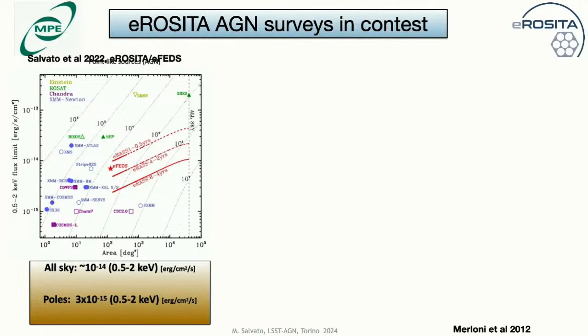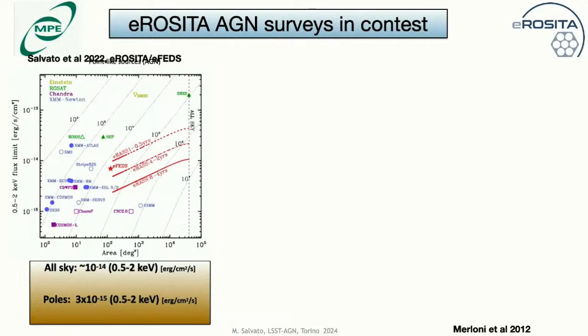Colored are for the pencil beam samples essentially. Usually you have very small area, very deep data, or large area with very shallow data, and then you have eROSITA that fills the entire gap here. This is the first 6 months, the South Ecliptic Pole and the all-sky depth. You can find here the values for eRASS:8.